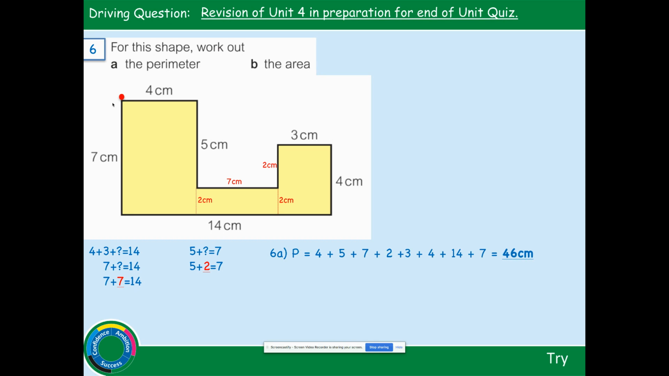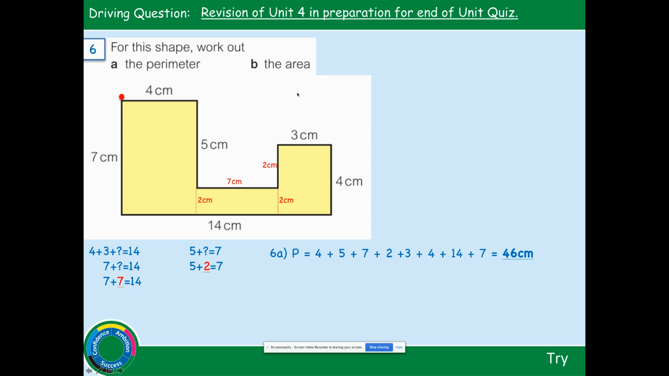Okay, so I put my little dot to show me where I'd started. Add 4, add 5, add 7, add 2, add 3, add 4, 14, and 7. Okay, I've got them all down there. And do your adding up. Doesn't matter which way you do it. If you want to just add 2 numbers together and make it smaller and smaller each time, that's down to you. That's adding up.